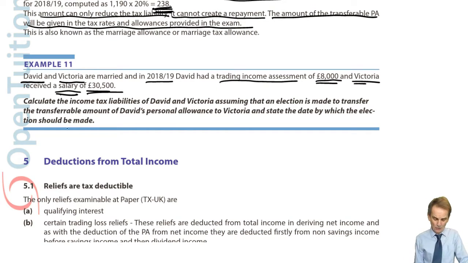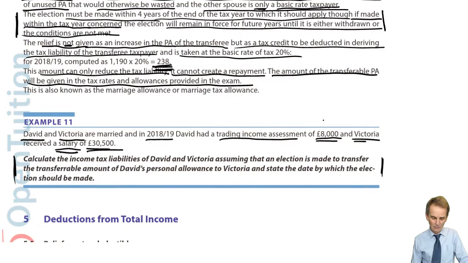Now, obviously, what you've got to do here is to calculate the amount of liabilities for each of the two taxpayers, and there's just a little test on stating the date by which the election should be made, just following, of course, the information there. So I'd like you to pause at this particular point, do the calculations, check out the answer to example 11 in the back of the notes there, and then come back to me.